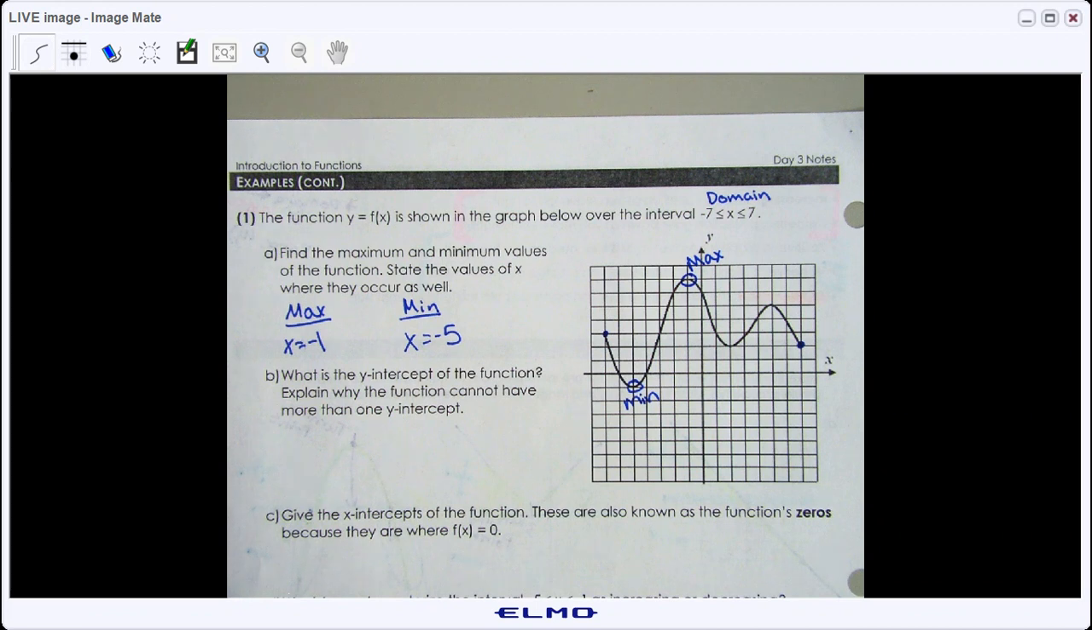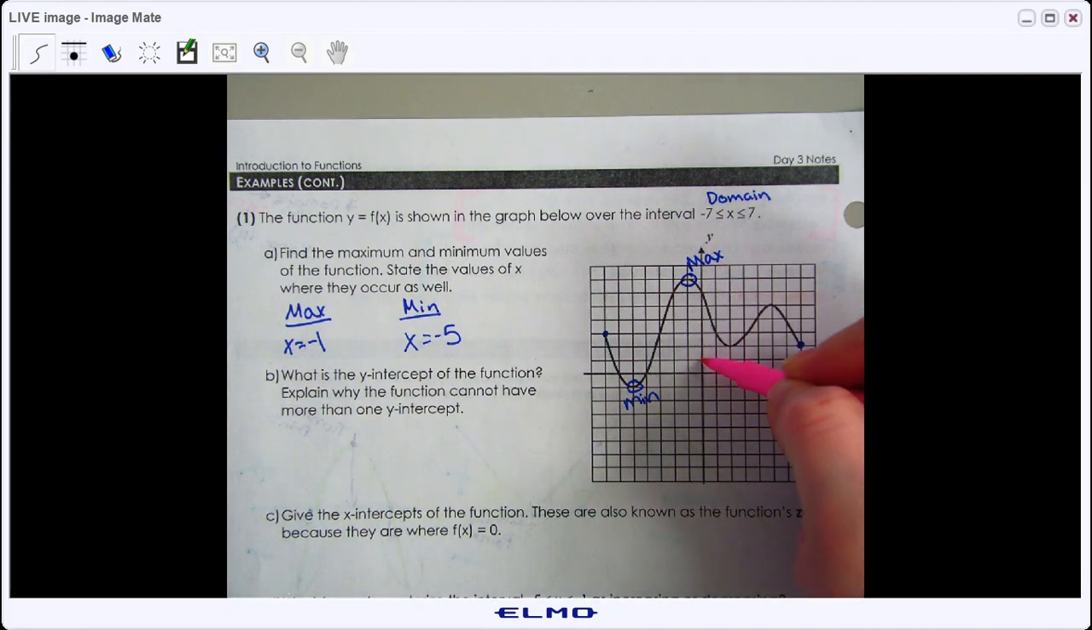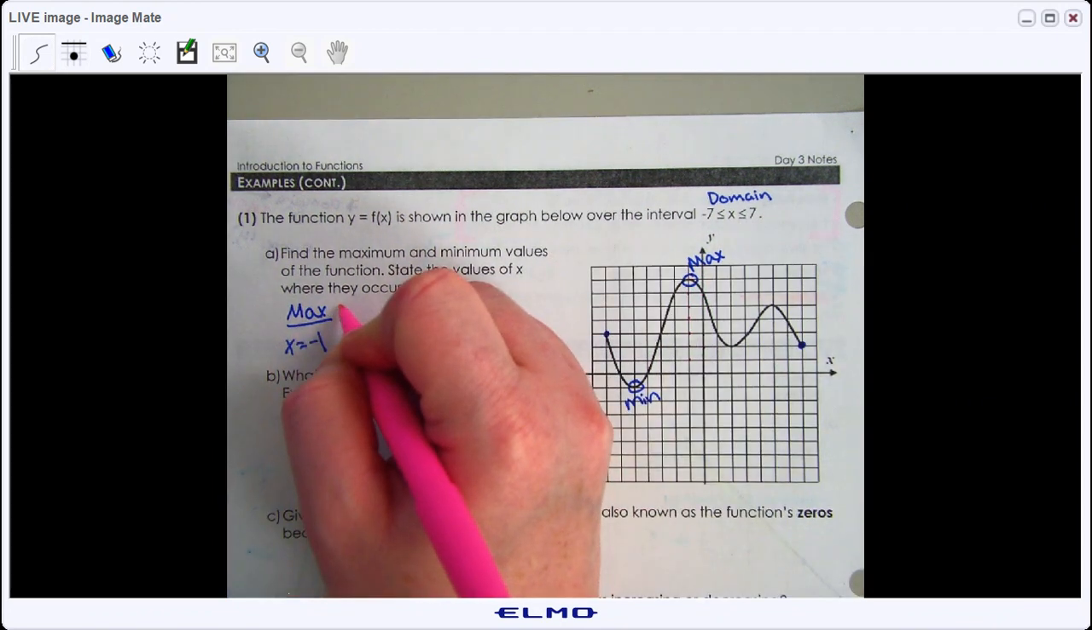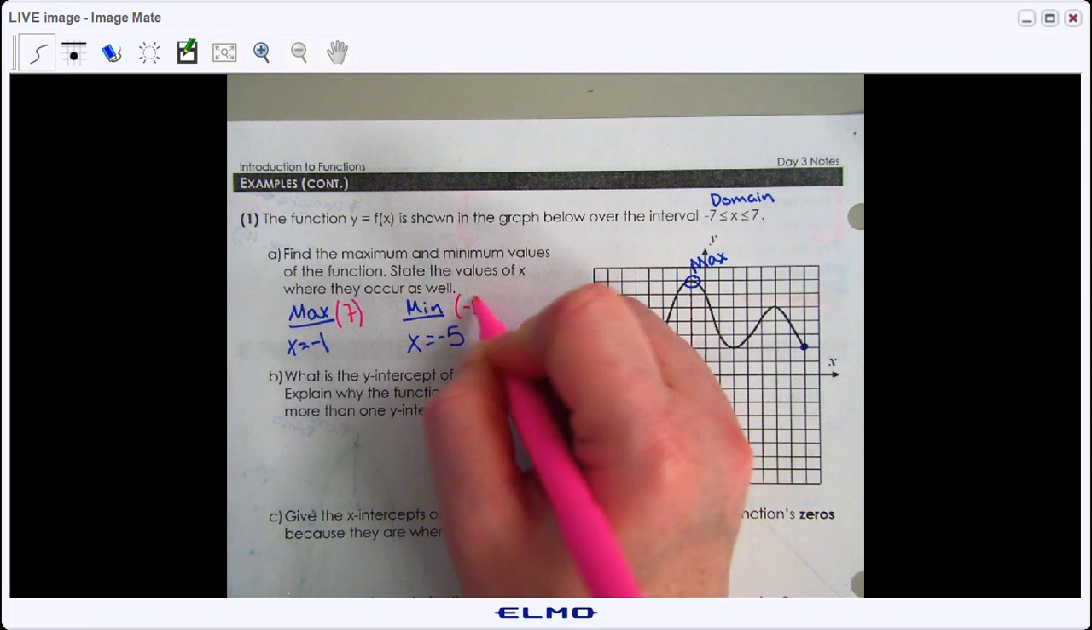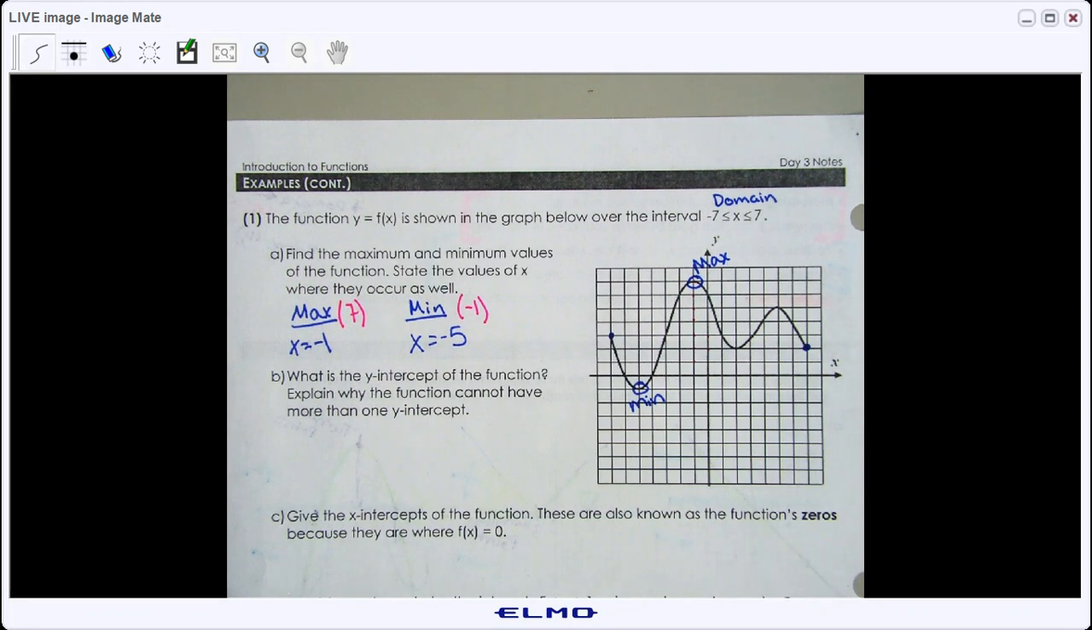So we didn't state what the actual maximum value is. 1, 2, 3, 4, 5, 6, 7. So the maximum value here is 7. The minimum value is -1. We forgot to state that part. It told us to find them, and we did. We forgot to state what the numbers were. So there they are.